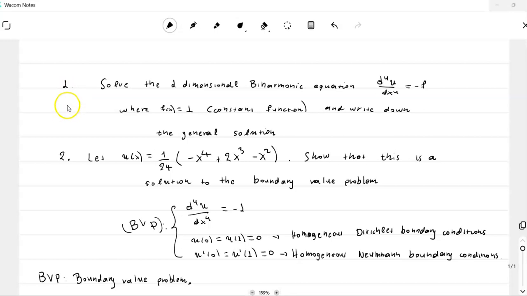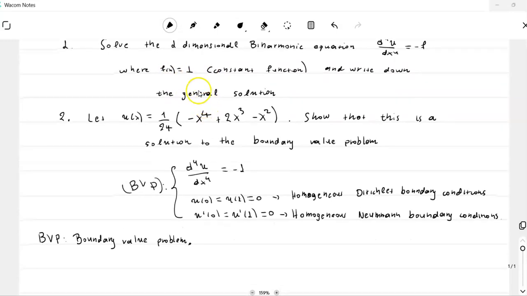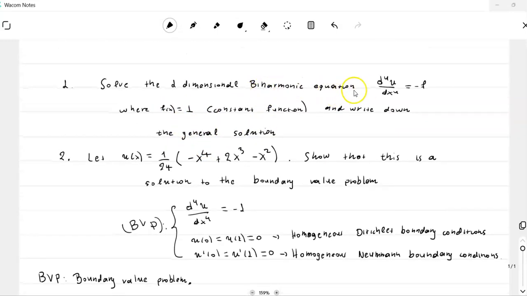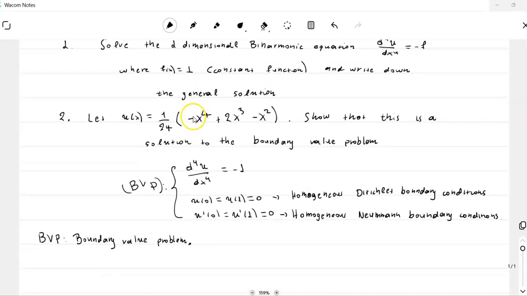Let's have a look at this first question. The first question says, solve the one-dimensional biharmonic equation, which is this one. The fourth derivative of u with respect to x is equal to minus f, where in this case f of x is equal to 1, it's a constant function, and write down the general solution. So for the first question, we need to write the general solution of this ODE under the circumstances that f of x is a constant function.